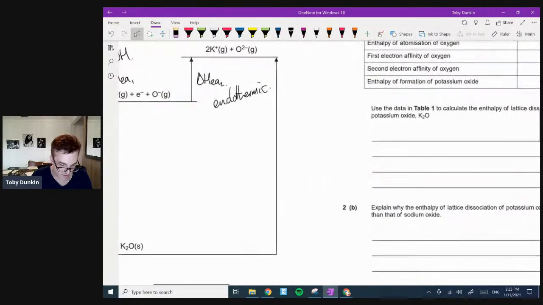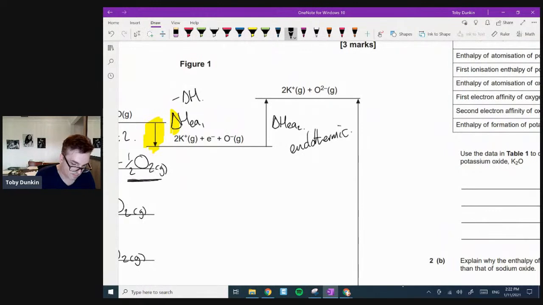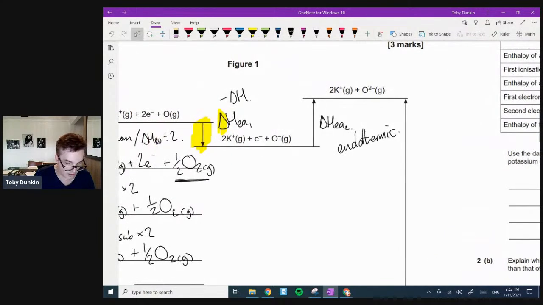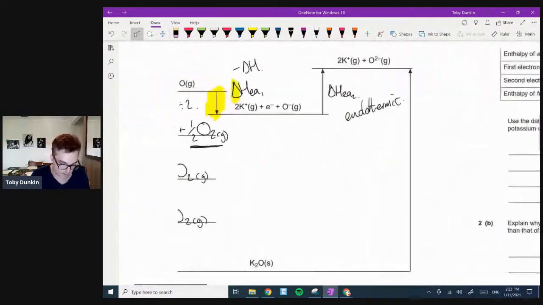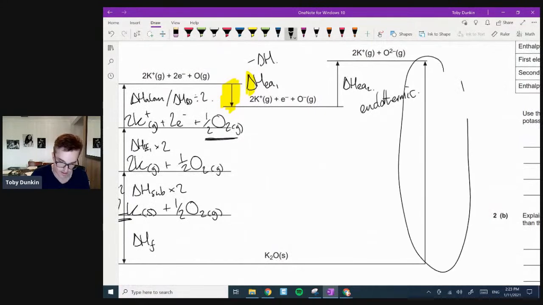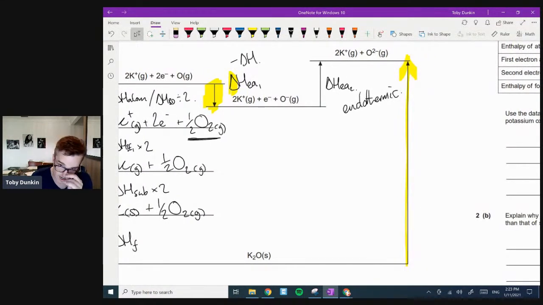Okay, so this one's now endothermic. We actually only apply them once because there's only one atom of oxygen. Now, if you notice, the last arrow in this cycle is a dissociation. This arrow here is actually a dissociation because the arrow's going up. Is it like the first ionization energy, second ionization energy, but the other way around?